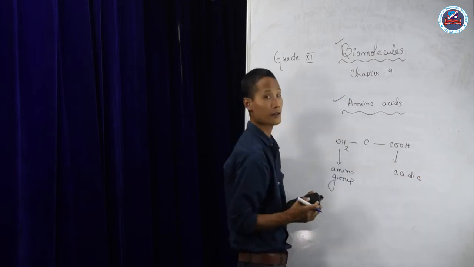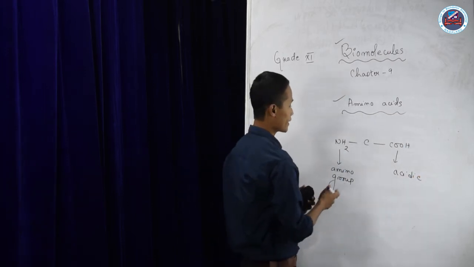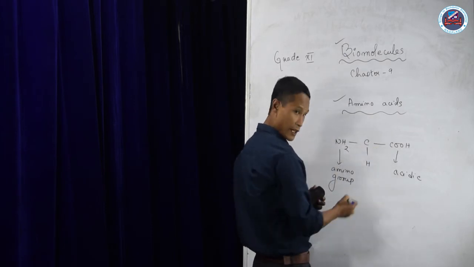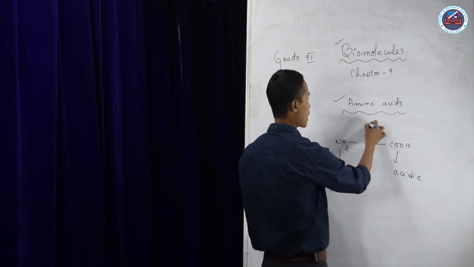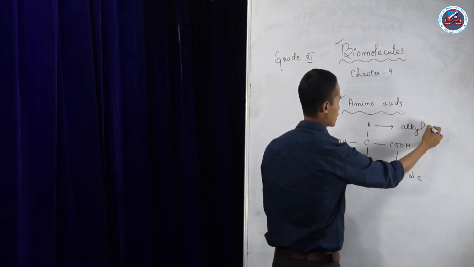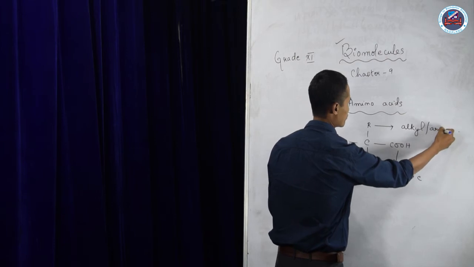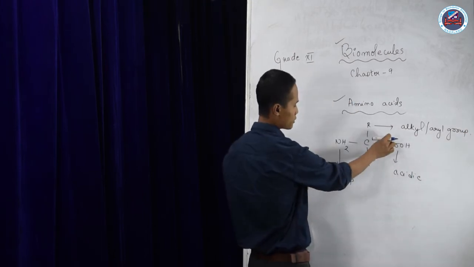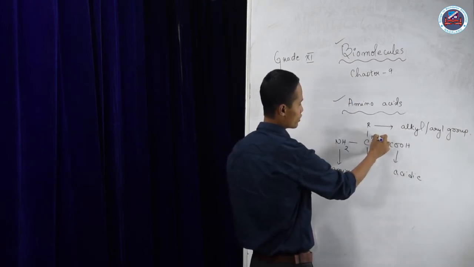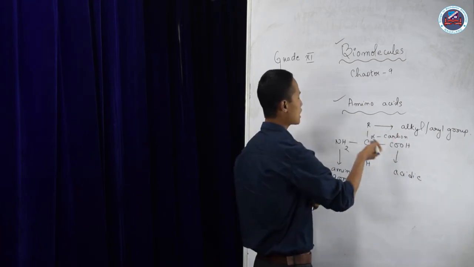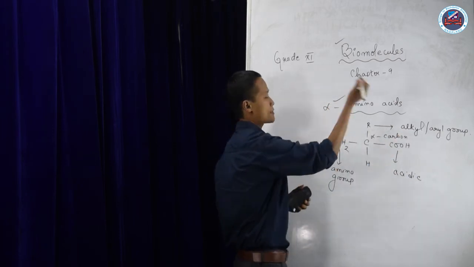You know, carboxylic groups are acidic in nature. Why acidic? We'll discuss later on. So this is your H and this is your R. R means alkyl group, any alkyl or aryl group. After the functional group, this carbon is said to be your alpha carbon. That's why we also call them alpha amino acids.